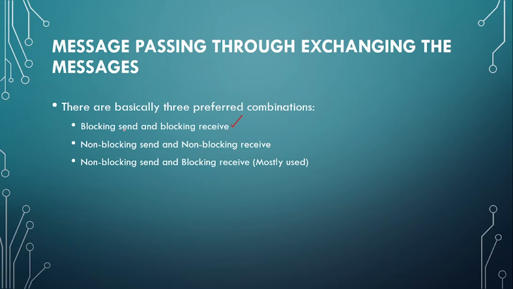Here, blocking send means the sender is blocked until the receiver receives the message. Blocking receive means the receiver is blocked until the message is available. Non-blocking send means the sender can send whatever message he has, he doesn't have to wait for the receiver. And non-blocking receive, if the message is available, the receiver can receive the message. Non-blocking send and blocking receive is the method most used in inter-process communication.